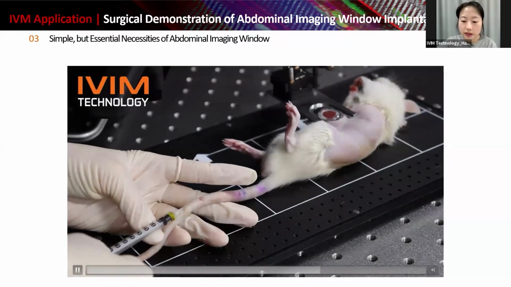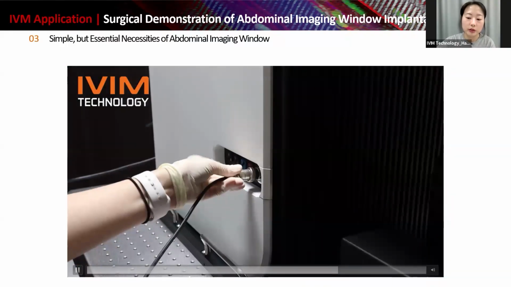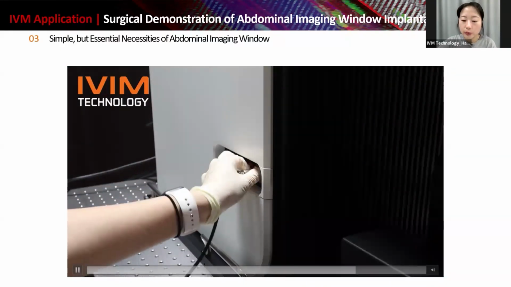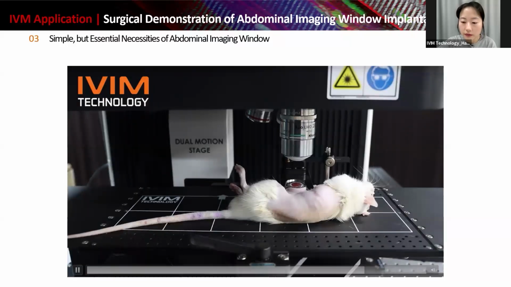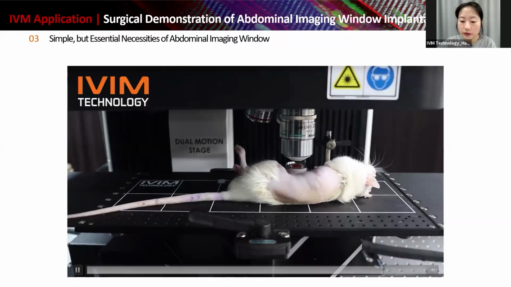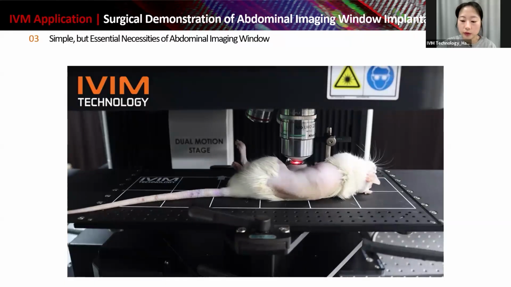And the FITC dextran dye was then injected via the tail vein route to visualize the blood flow. To maintain the physiological conditions, a heating cable was connected to the system for temperature control and monitoring. The stage position was first roughly adjusted with the handles and then fine-tuned with the jog dial to locate the focal plane before proceeding with the imaging.